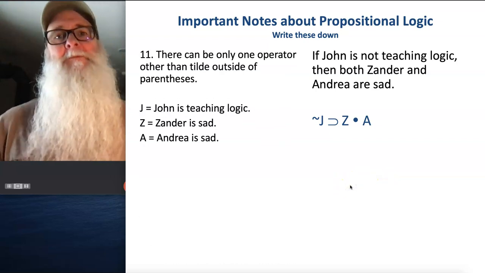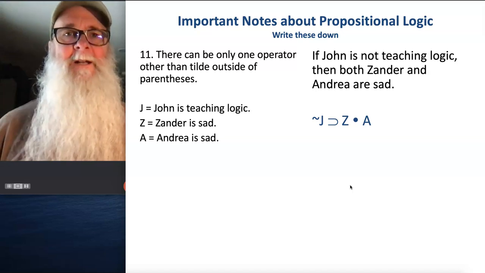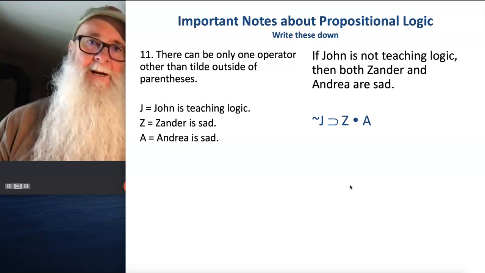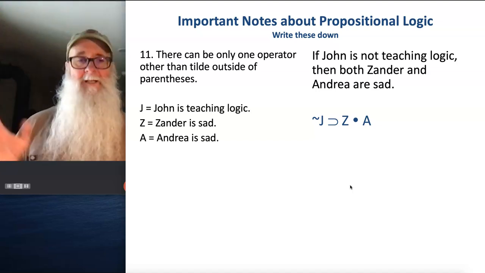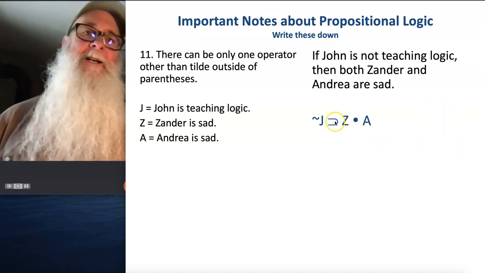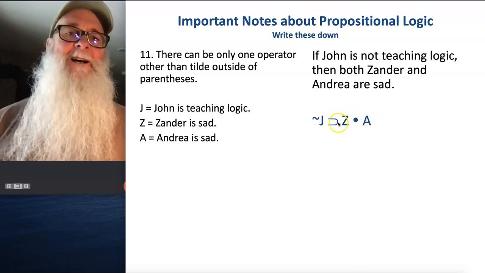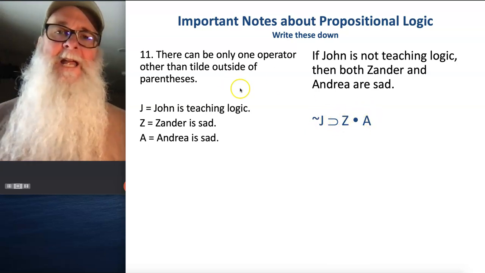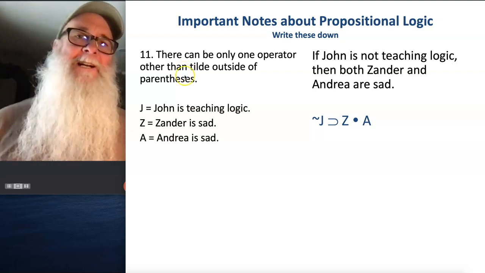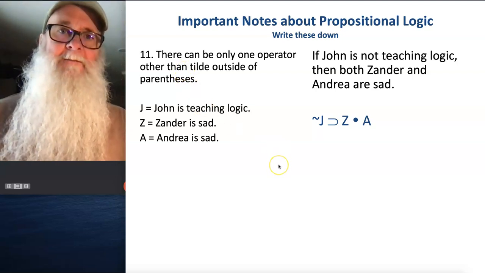The rule of WFFs requires that there can only be one operator other than tilde outside of parentheses and outside of brackets, which we'll get to later. And I can see here I've got three operators. One of them is tilde, but two of the others are not tilde. We've got a horseshoe and we've got a dot. And this rule says there can be only one operator other than tilde outside of parentheses and brackets.